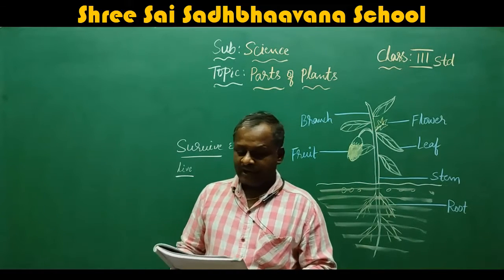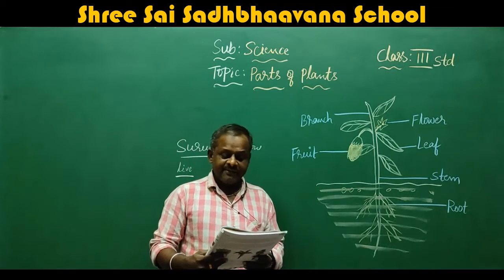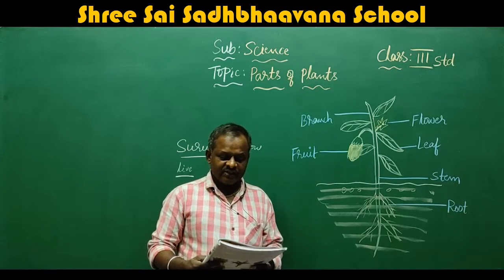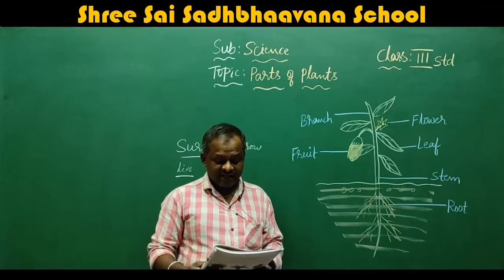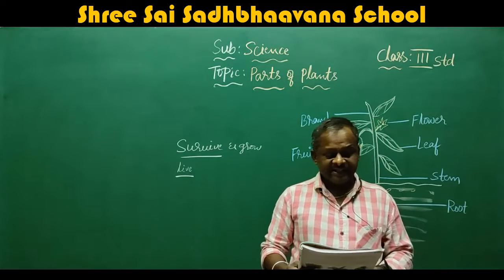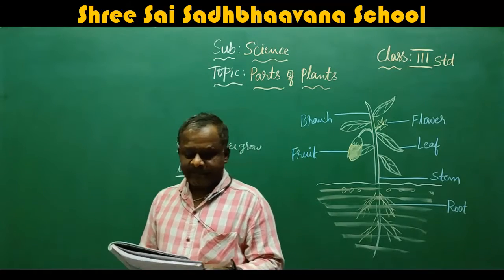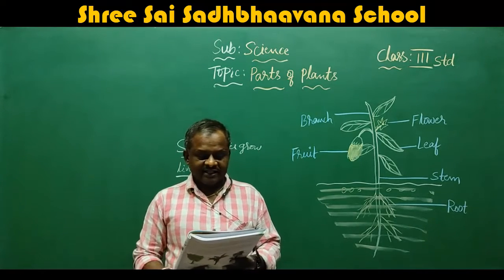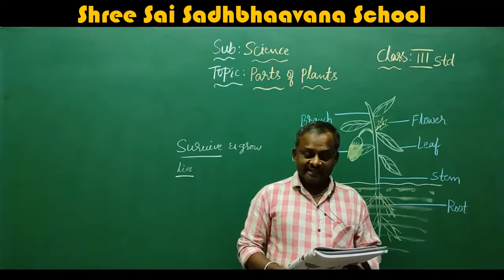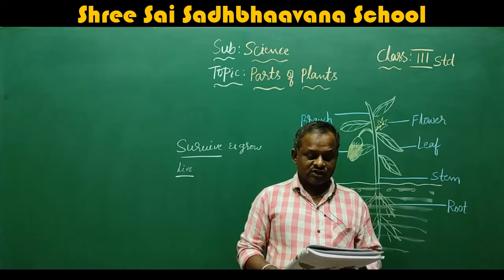Root. The root is the part of a plant which grows below the ground. It grows deep into the soil. It holds the plant firmly to the soil. It holds the soil and prevents it from being washed away. It absorbs water and minerals from the soil and passes them to the stem. The stem in turn passes them to the other parts of the plant. In some plants like radish, beetroot and carrot, roots store food.